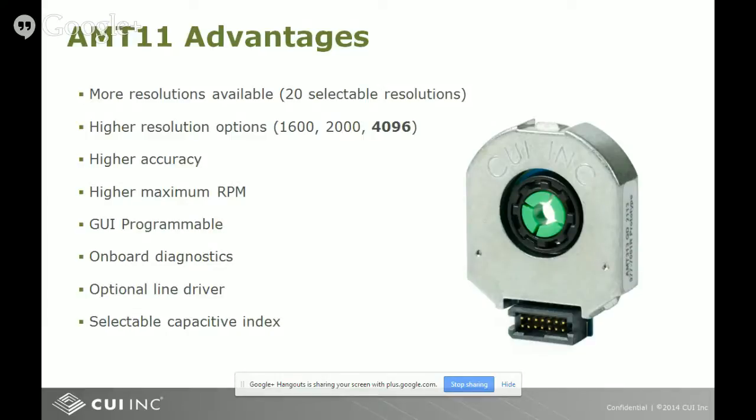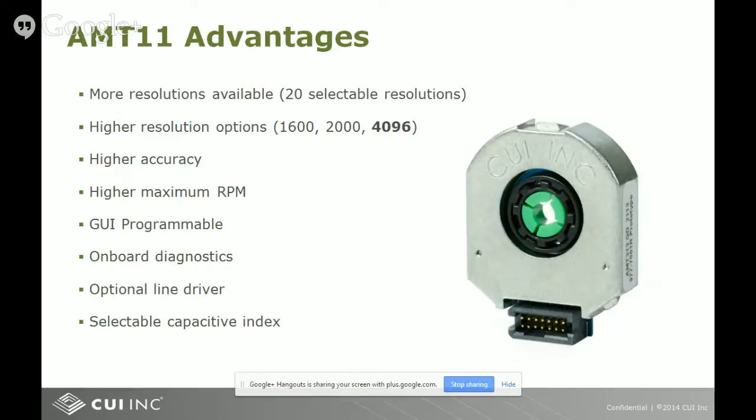Some of the advantages: we talked about the more and higher resolutions, which give higher accuracy. But one of the things I really want to highlight on this one is the GUI programmability. We're able to connect the encoder to our GUI, go in and adjust the encoder resolution and different parameters, and really use it as a design tool that you can adjust right there on the fly. So you don't have to worry about a dip switch, and you can just adjust and program it right there on the fly, which offers some really good capabilities.